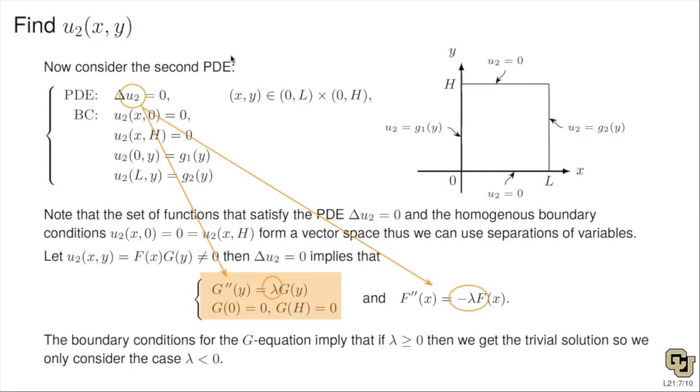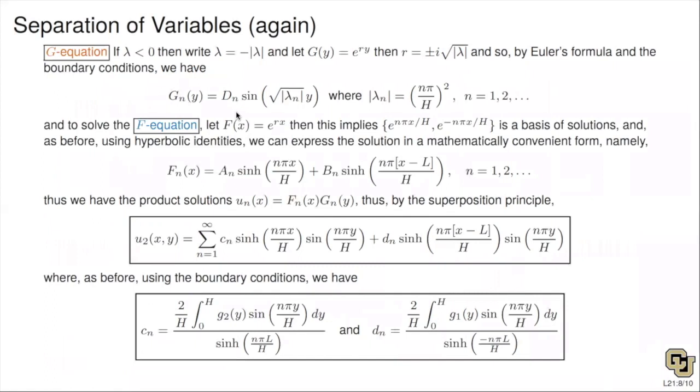So here, the only case where we have non-trivial solutions is when lambda is less than 0. For the F equation, it was when lambda was greater than 0. So at the end of the day, when we solve for G, we should get the same solution as when we solved for F in the U1 problem. G should be sine n pi y over L, you're just changing the roles of the x's and y's, the h's and L's. So I'll let you think about that.